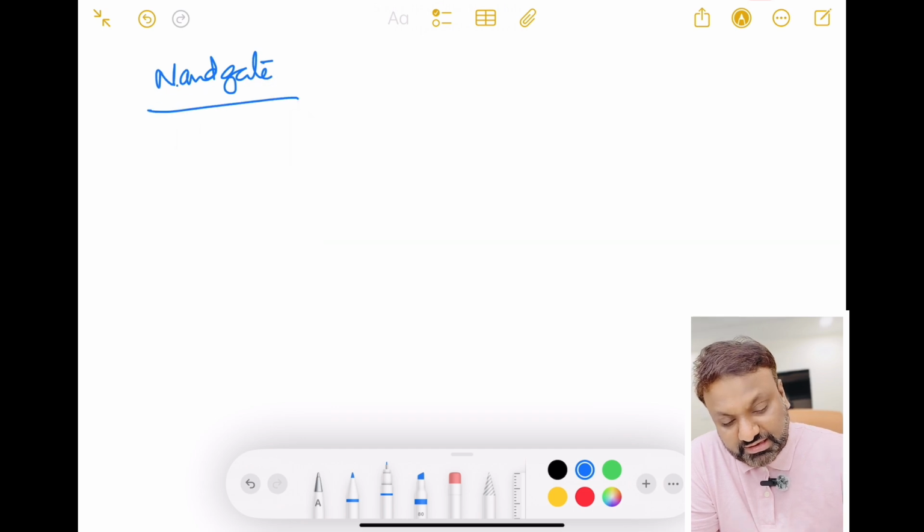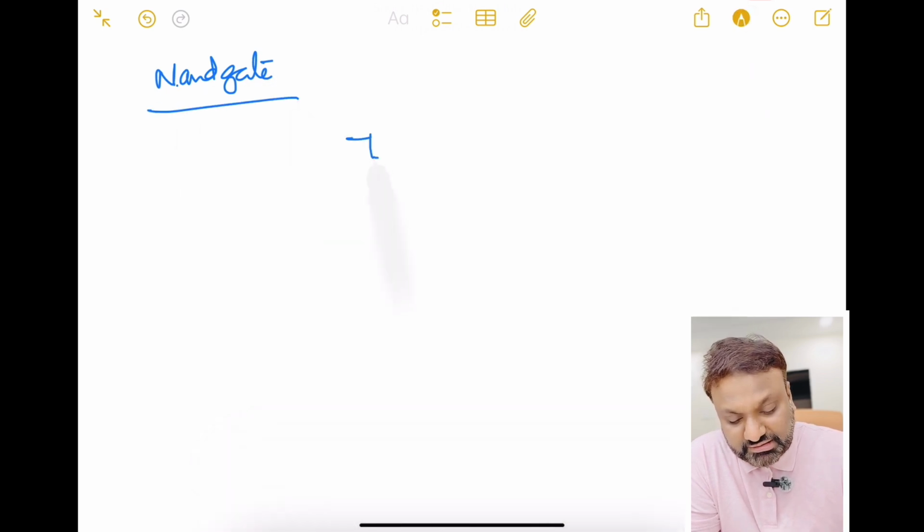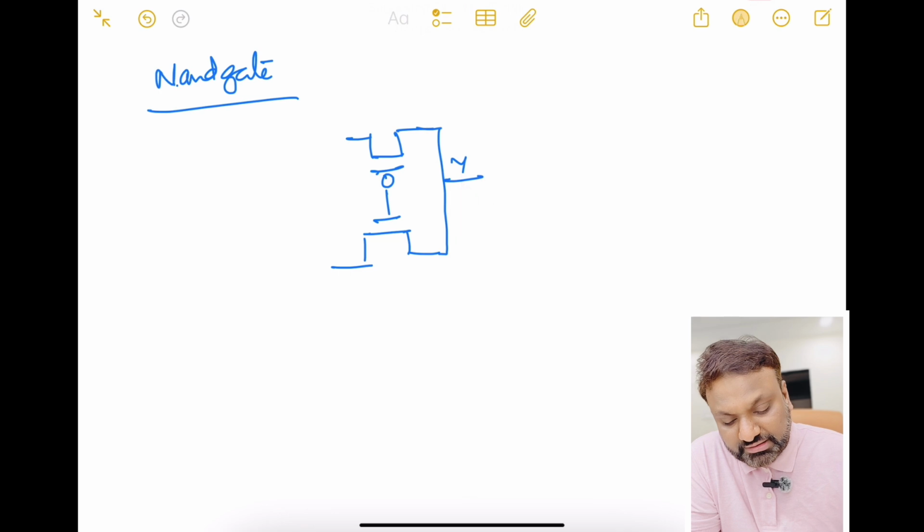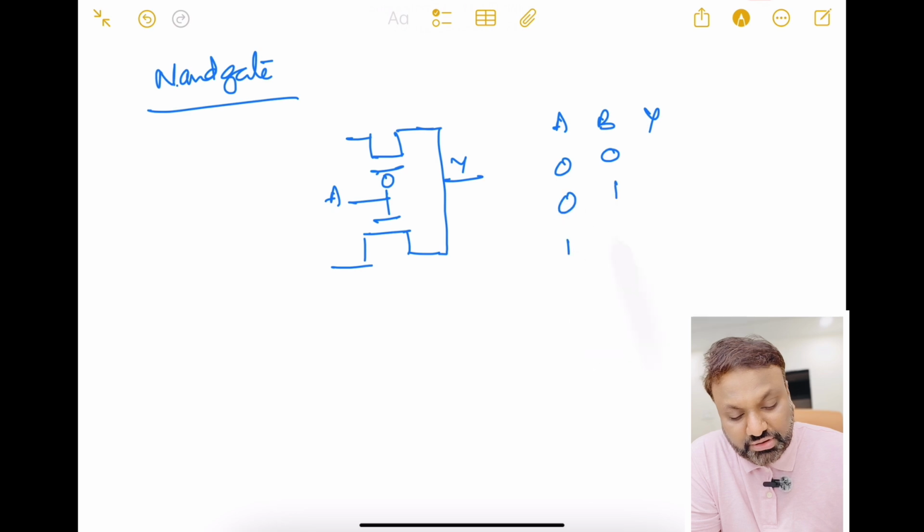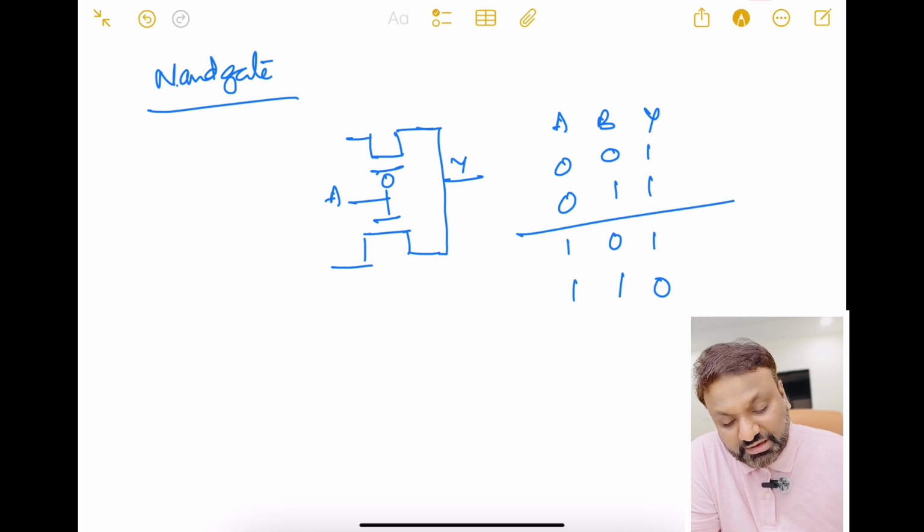Okay. So what is the construction? The construction goes like this. The same connections here. This is Y, this is A. What is the truth table of a NAND gate? A, B, Y: 0, 0, 1; 0, 1, 1; 1, 0, 1; 1, 1, 0. So you can see here what will be my input here.